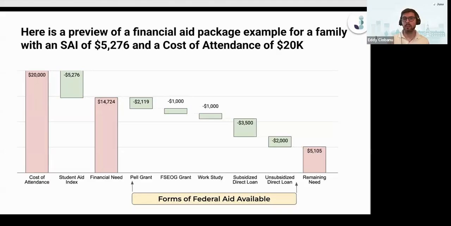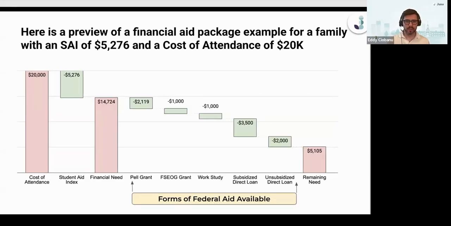And in addition to the subsidized loan, there's an unsubsidized direct loan that the student can take out. The federal government is not paying the interest as it accrues on this loan, but it is an additional funding source that's available to the student. Now, after we subtract all of that, we get to this final remaining need number of $5,105.